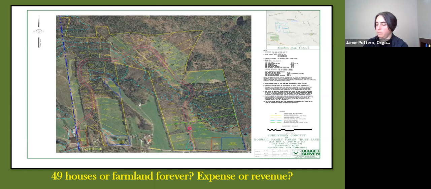So the question was at the beginning of the project, and this is just the northern portion of the project, did the town want to see 49 houses or farmland forever? Did they want an expense to their tax rolls, or did they want a revenue from the taxes generated from the farm?